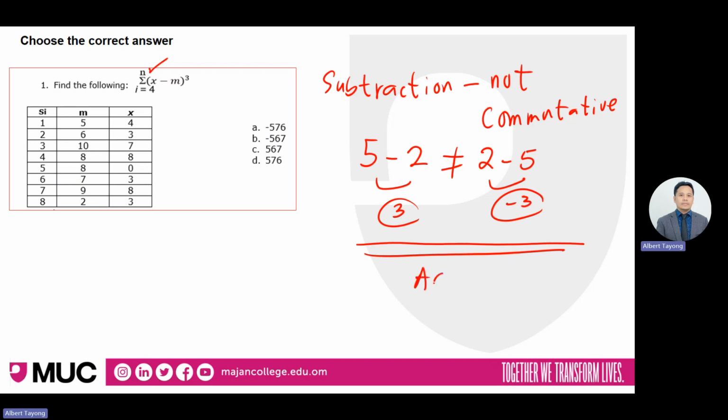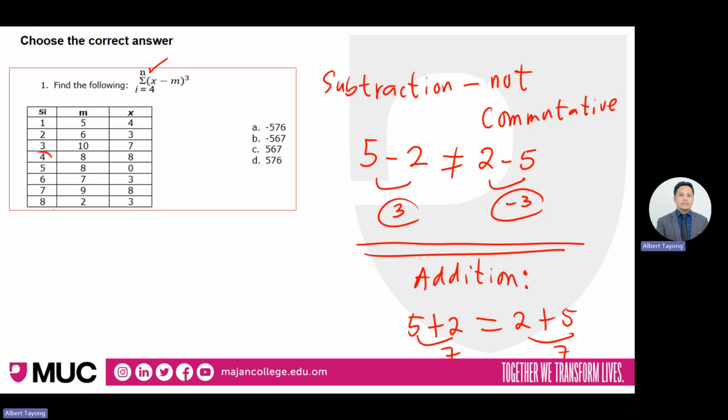For addition, there is no problem. We can change the order and the answer will be the same. For example, 5 plus 2 is equal to 2 plus 5. Both sides will be 7, right? So subtraction is not commutative. We have to be very careful here.